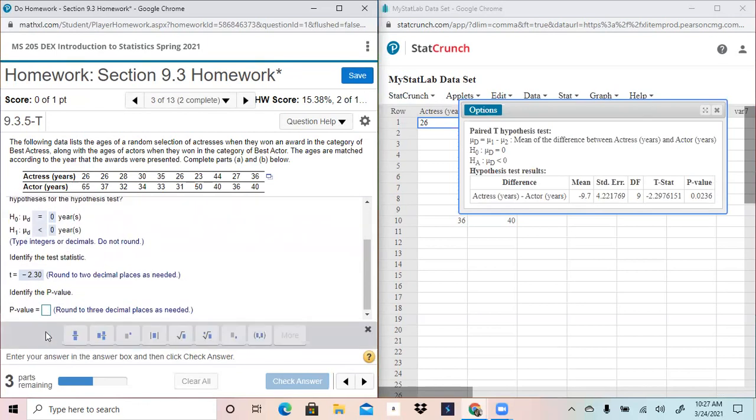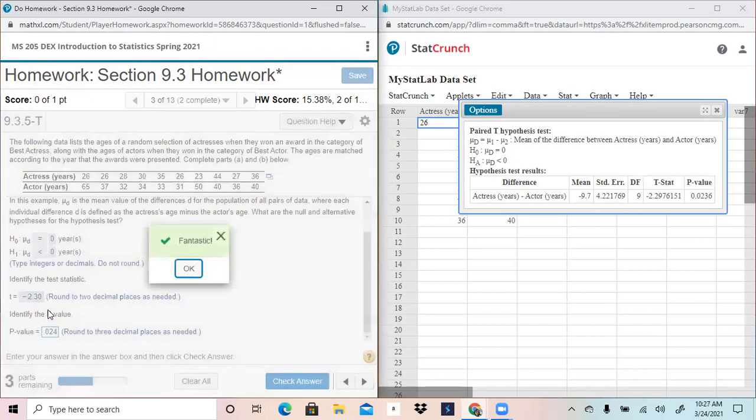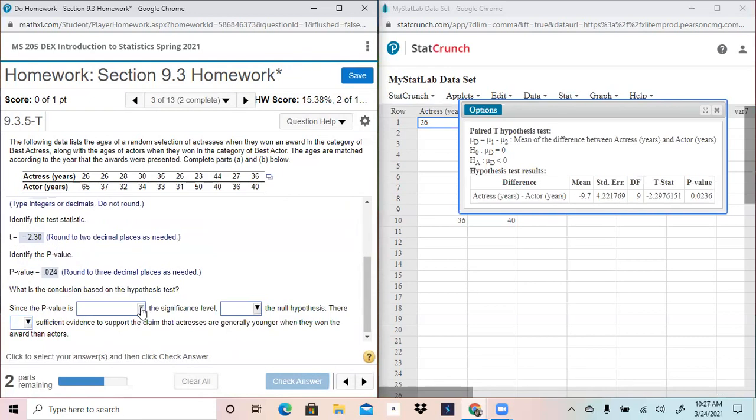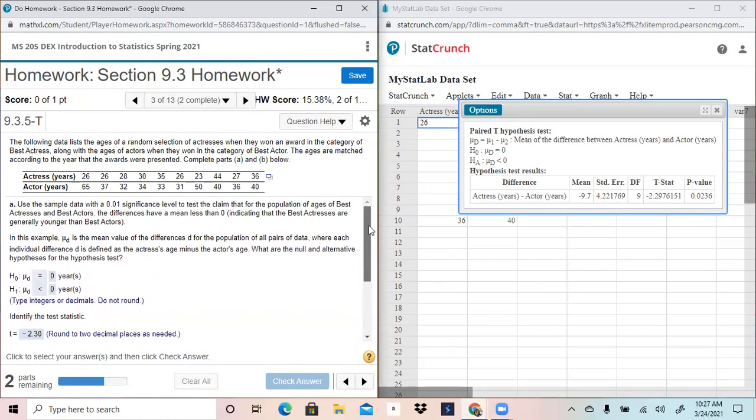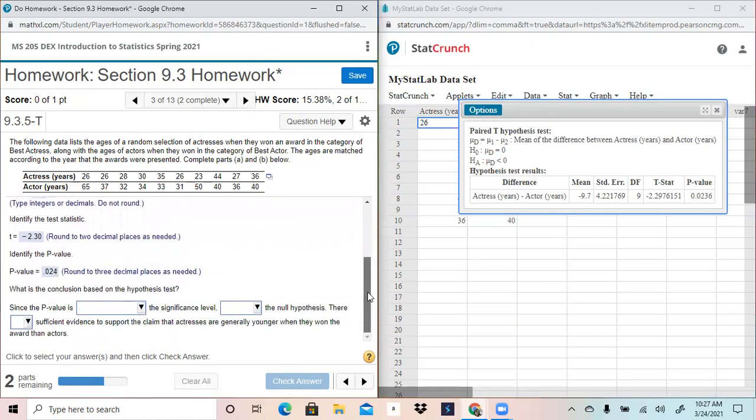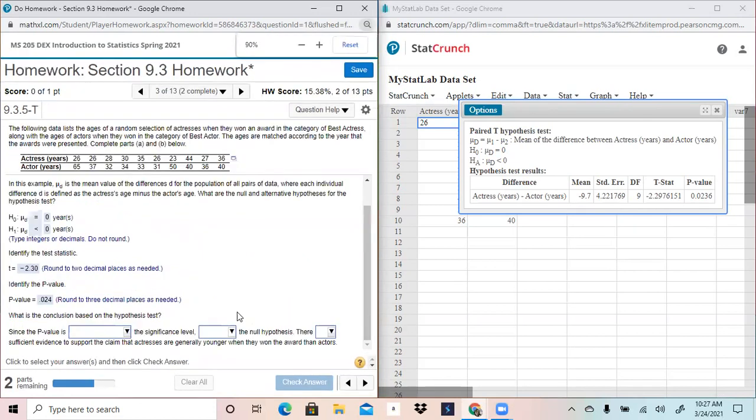The p-value, to 3 decimal places, is going to be 0.024. Since the p-value is... now, we were comparing this to 0.01. Okay, this one's a very low significance level, or very, very high significance, really. The p-value in this case is going to be greater than the significance level.